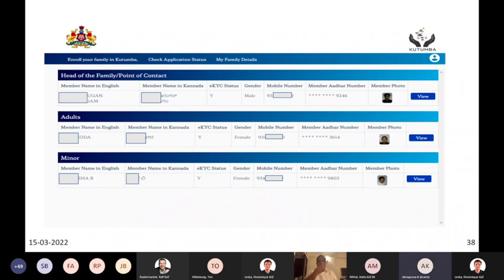Yes. So this screen shows the citizen view within Kutumba. A citizen can log into the Kutumba portal using his single sign-on, and the details of the citizen are displayed. The head of the family or the point of contact can view and edit for all members, and also for the minor children. Adults can view for themselves. Next slide, please.